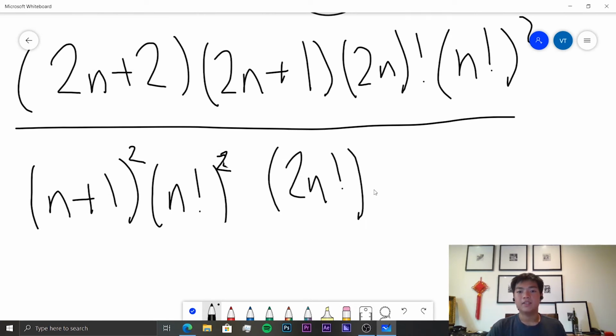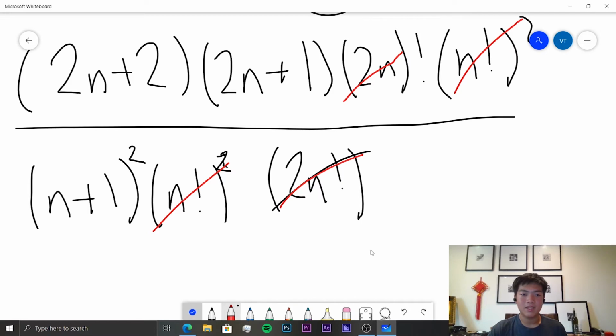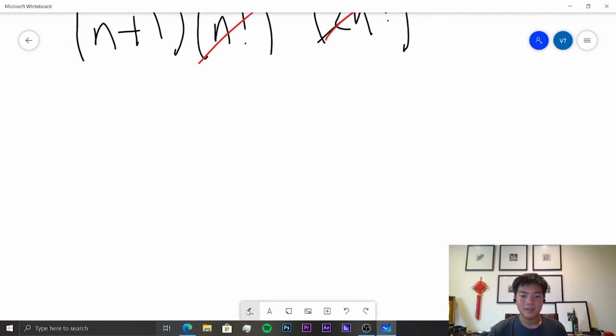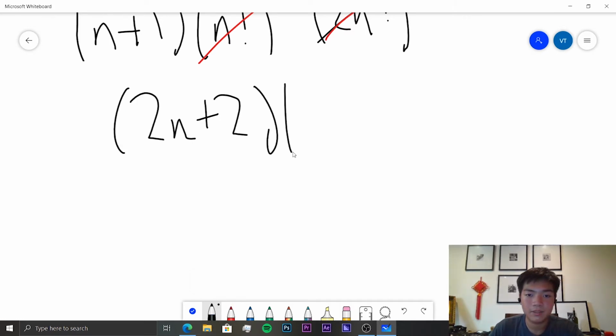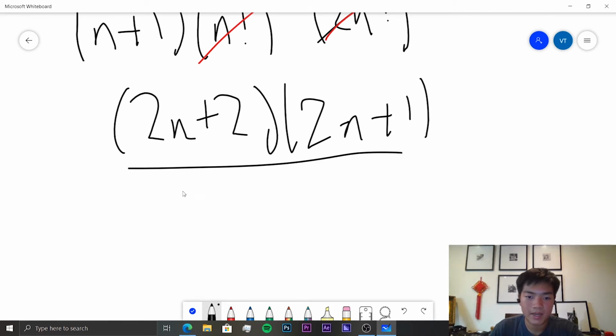So something you notice here is, first of all, we can straight away cancel out the 2n factorials on the top and the bottom. And we can also cancel out the n factorial squared on the top and the bottom, leaving us with 2n plus 2, oh, it's in red, 2n plus 2 times 2n plus 1 divided by (n plus 1) squared.